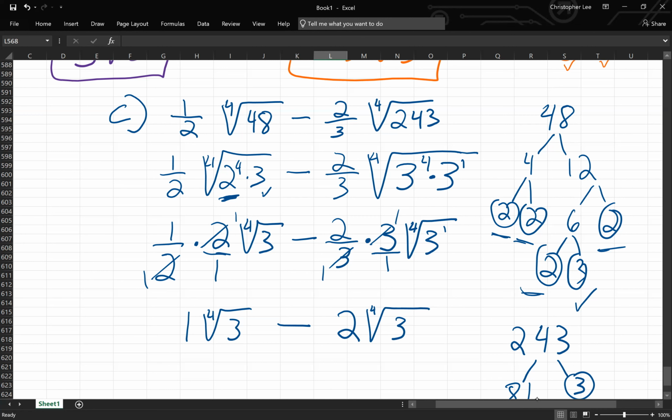Now look, they have the same radicand, the same index number, right? So I'm just dealing with the coefficients. 1 minus 2 is what? -1, right? So final answer, negative 4th root of 3. And then that's it for C.